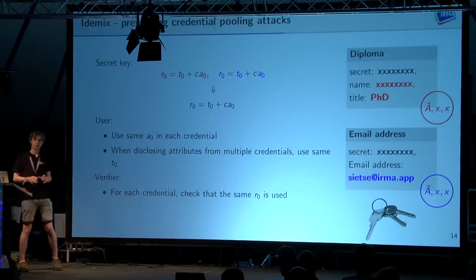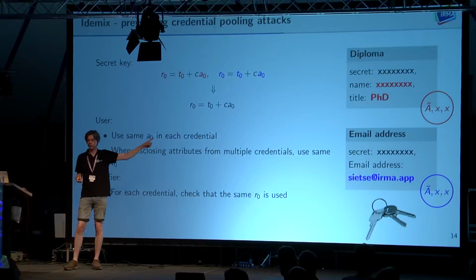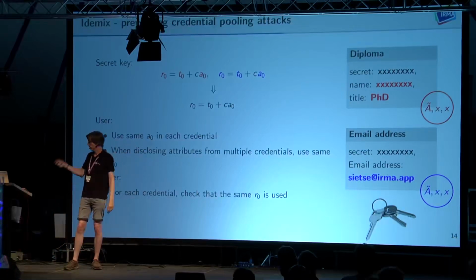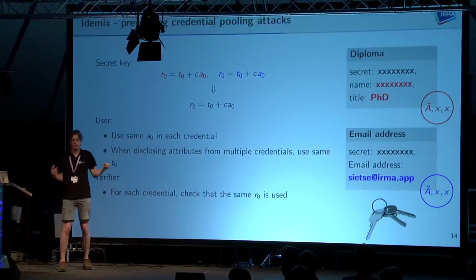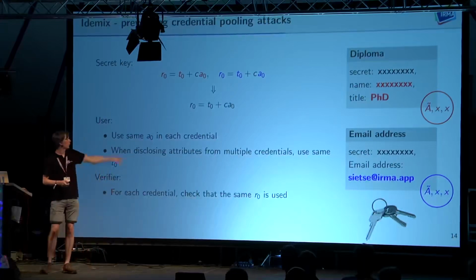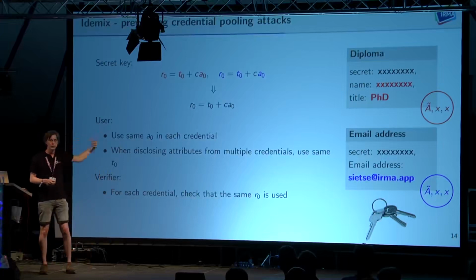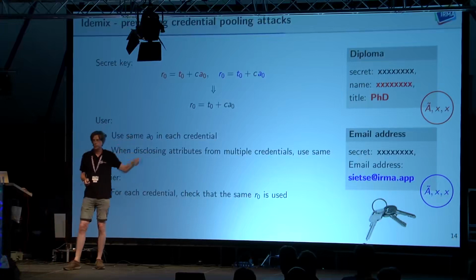Well, that solves the issue, because as I explained to you, my secret is going to have the same value for all of my credentials, but Maya's will not. That means that if she were to try the attack that we just mentioned, combining multiple credentials out of multiple wallets, then those R0 values in her case are going to differ, because the A0 values do. Then the verifier will notice and abort.